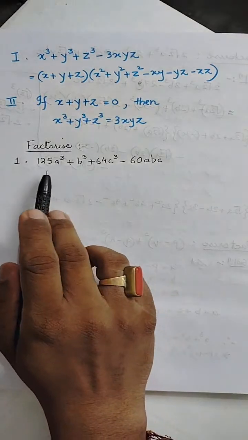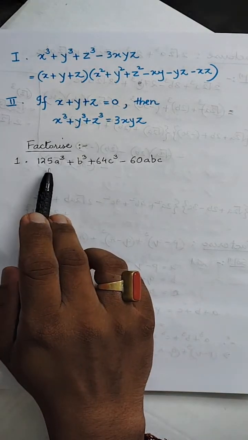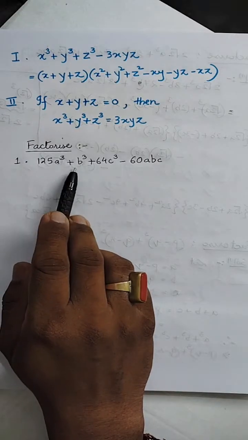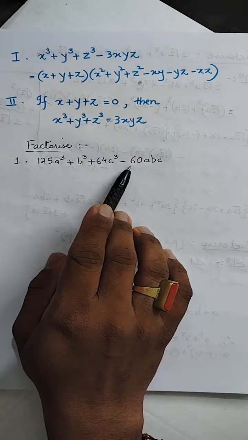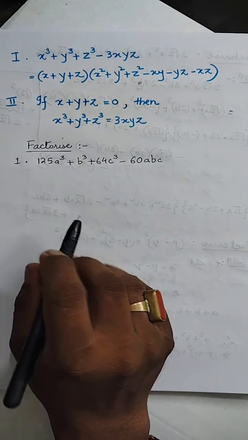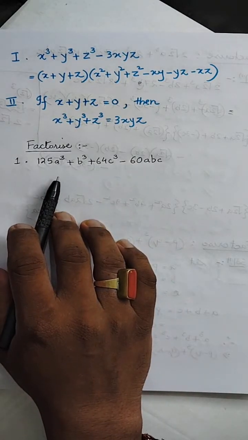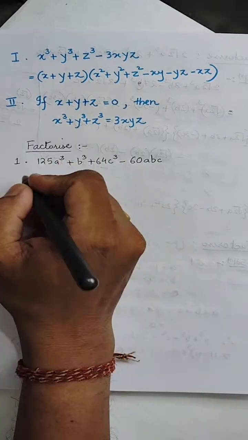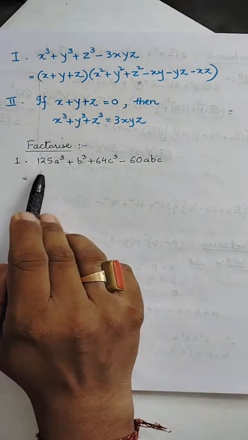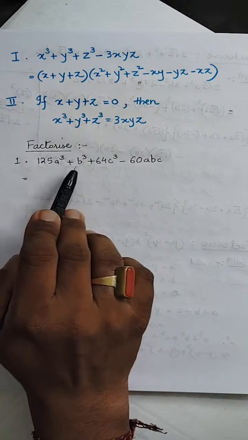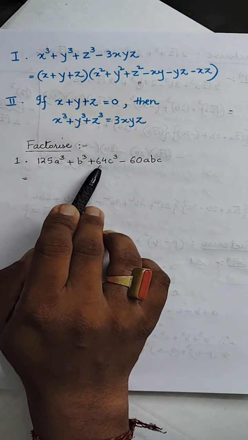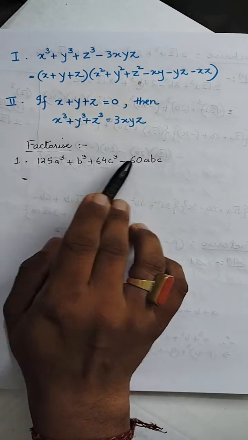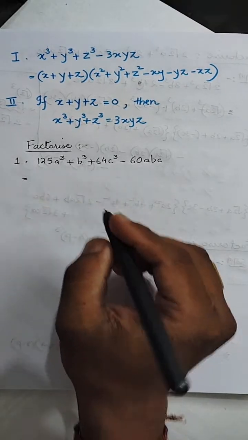Okay, so here's the first question for the day. 125a cube plus b cube plus 64c cube minus 60abc. So we need to factorize this. 125 is 5 cube, b cube can be expressed as b whole cube, and 64 is 4 cube. So we will rewrite this particular expression.